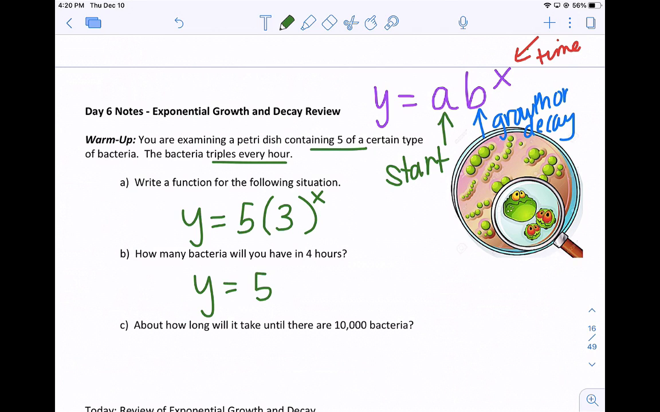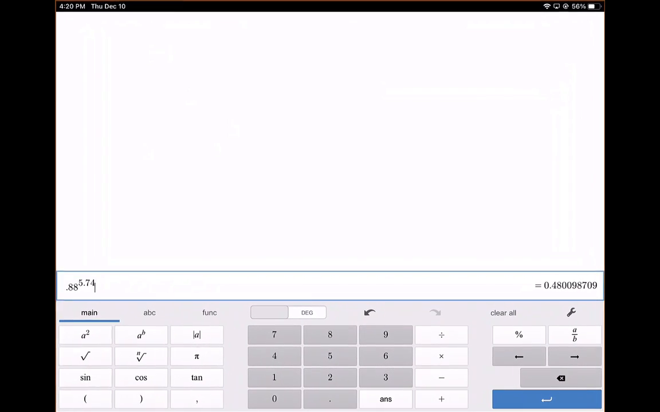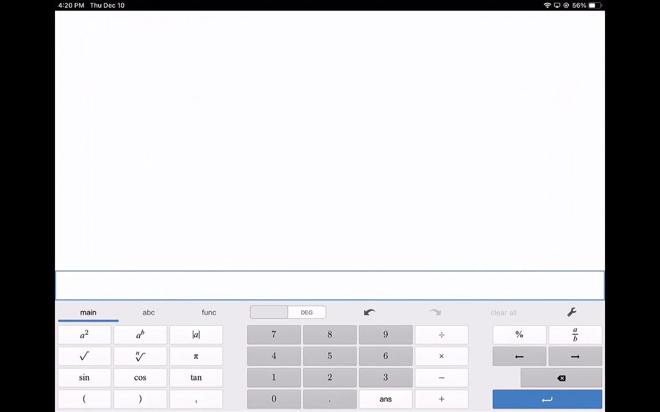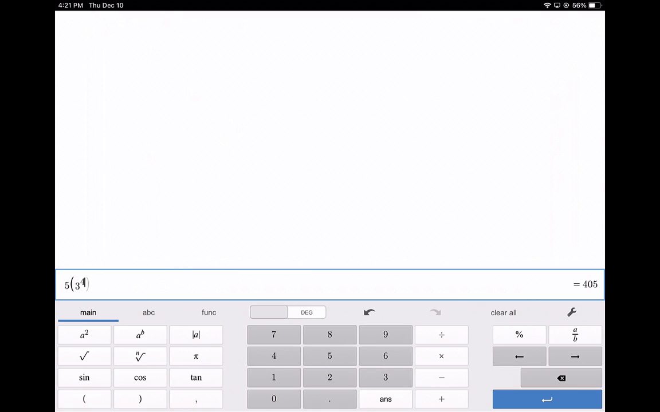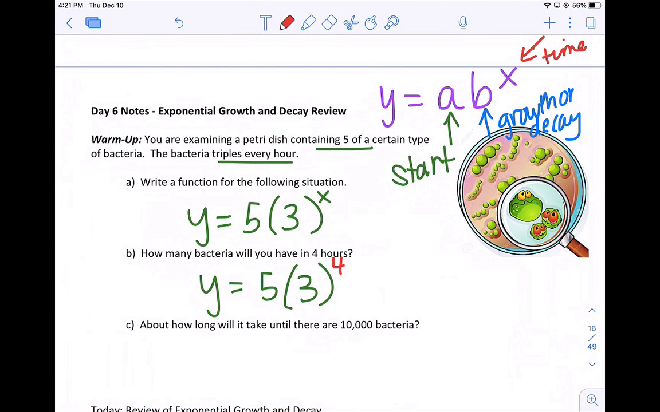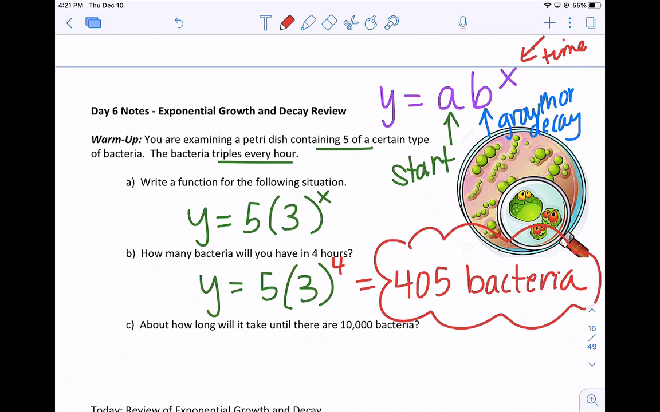All right, so we can plug in for time here. So we have 5 times 3 to the 4th power. I downloaded the Desmos scientific calculator, so if you don't have one, this one works pretty well. And so we're going to type in 5 times 3, and then to get to the power of, it's that a with the little b button next to the a squared button. And there it is. So 5 times 3 to the 4th power is 405. So we'll type that in. So after 4 hours, there is 405 bacteria now on that petri dish because they keep tripling every hour.